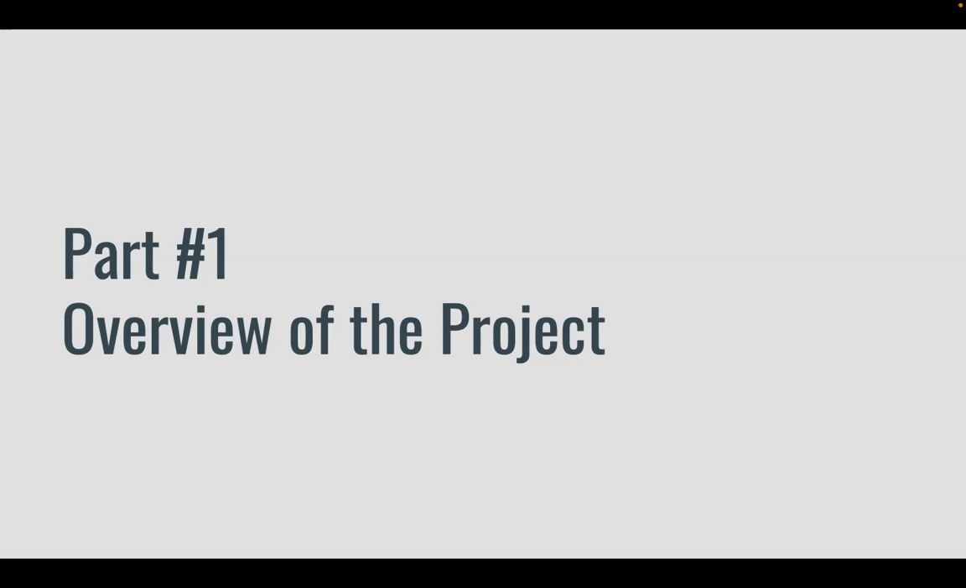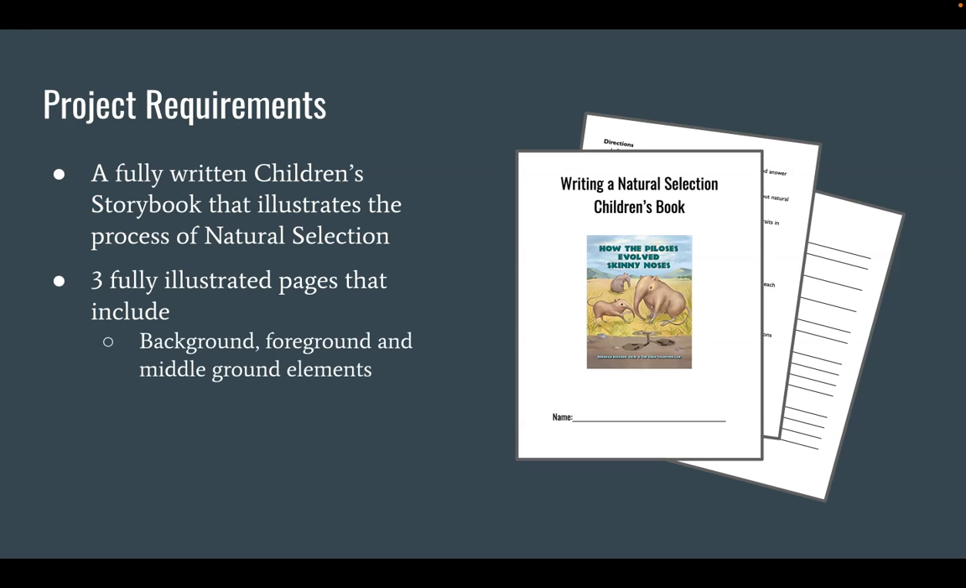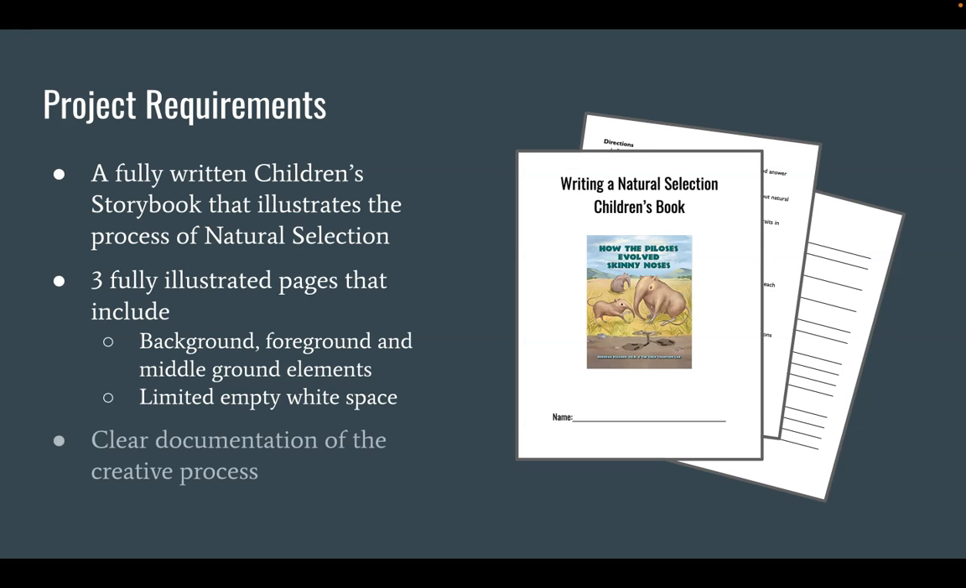Part 1, overview of the project. In this project, you're going to write a fully written children's storybook that illustrates the process of natural selection. Included in your book will be 3 fully illustrated pages that must include background, foreground, and middle ground elements, as well as limited empty white space. That means your illustration should take up the majority of the page. You will also need to provide clear documentation of the creative process through your brainstorming and storyboarding.